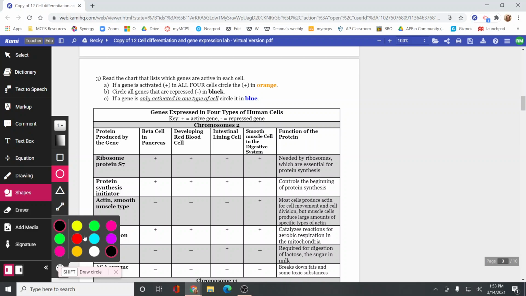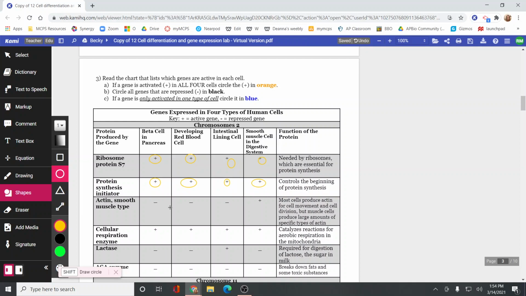Let's see. So I want orange. And I'm going to draw an orange circle. Oh, there we go. On every one that has a plus. Oops, that was a terrible circle. Oh well, you get the idea. All the way across. It's helpful to start way over here. Drag your circle over. If there are 4 pluses going across the row, I'm doing an orange circle.